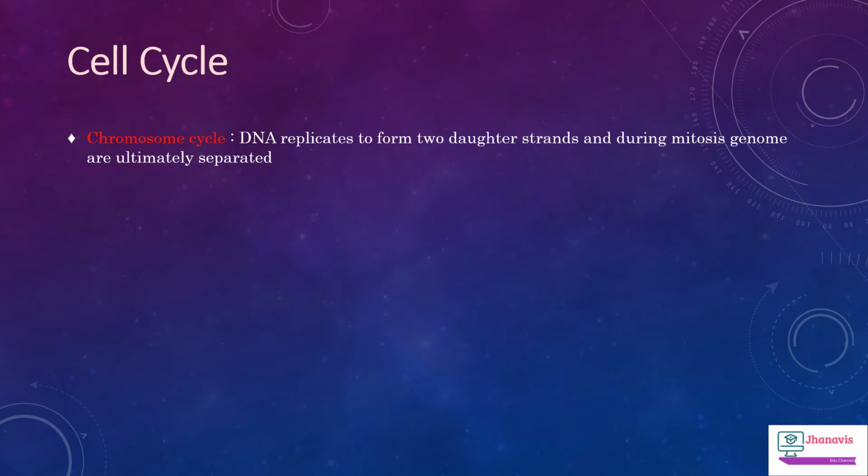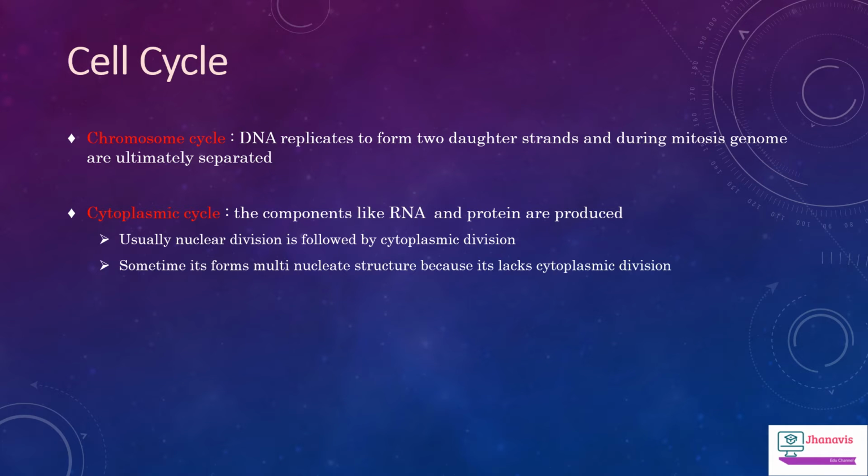Next is the cytoplasmic cycle. RNA and proteins are produced in the cytoplasmic cycle. They also get replicated, and once the cytoplasm divides, along with the DNA, the RNA and the protein are also inserted into a cell.